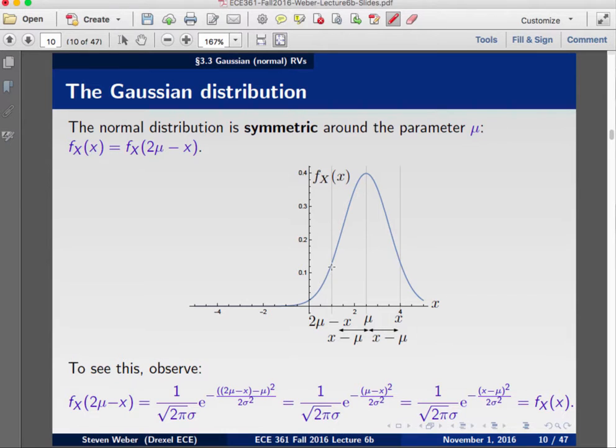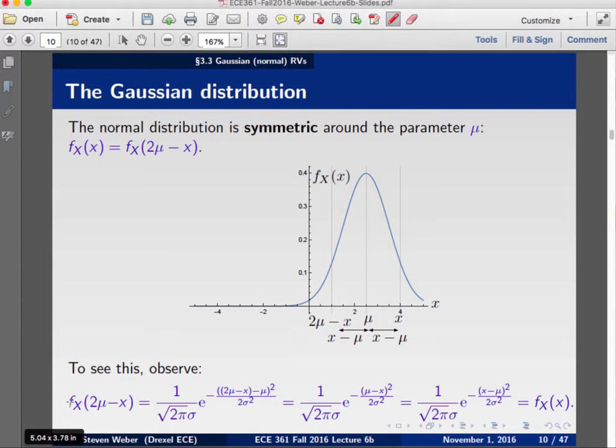minus x. And the point 2 mu minus x is distinguished as having the same distance from mu, namely x minus mu, as is the distance from x to mu. Both these intervals have length x minus mu. Okay, and so that's obvious graphically that this is the right point to demonstrate the symmetry of this distribution, but it's also easy to see immediately from the definition of the PDF.